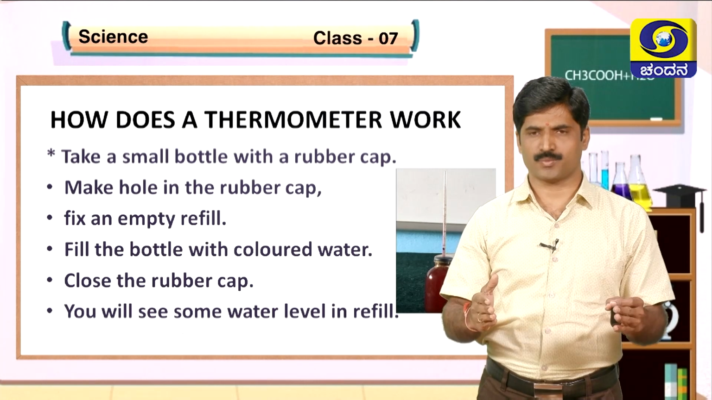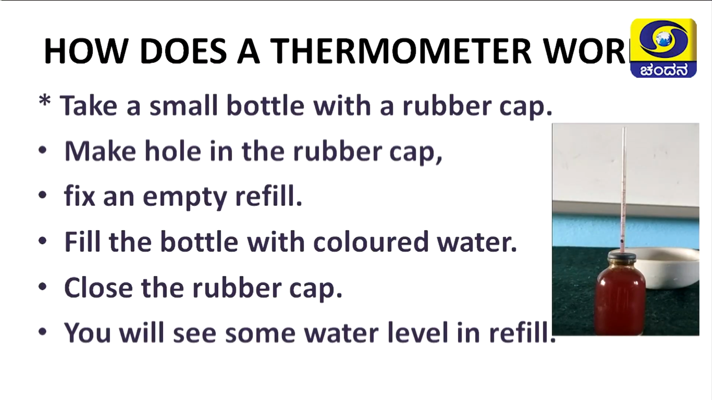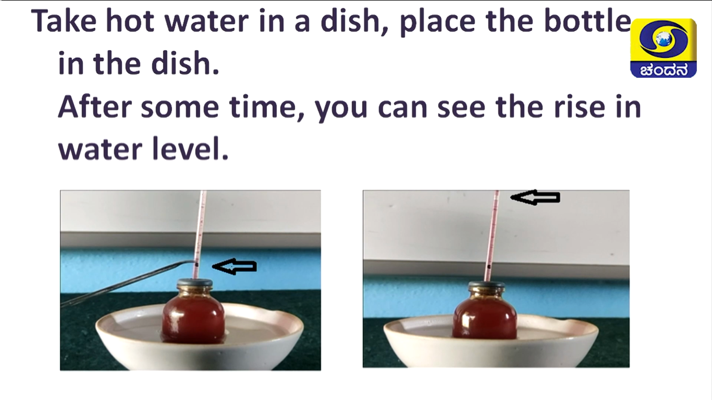How does a thermometer work? For this, let us do an activity. Take a small bottle with rubber cap. Make a hole in the rubber cap. Fix an empty refill and fill the bottle with colored water. Close the rubber cap. You will see some water level in the refill and mark the level by using a permanent marker. Then take hot water in a dish.